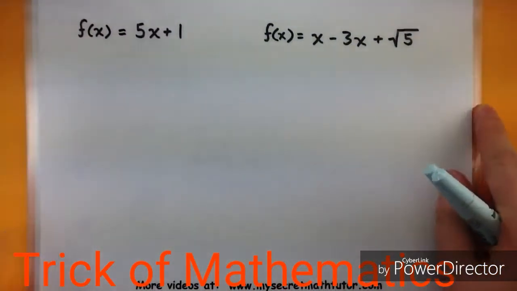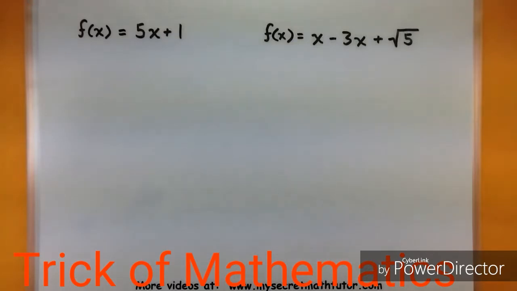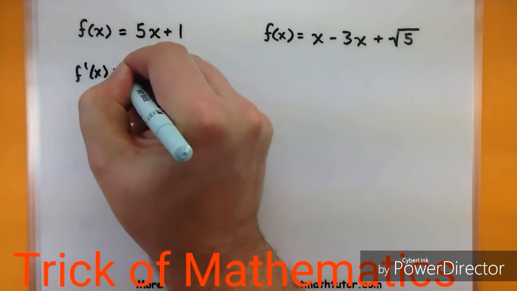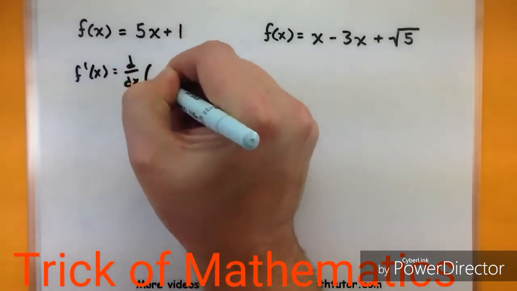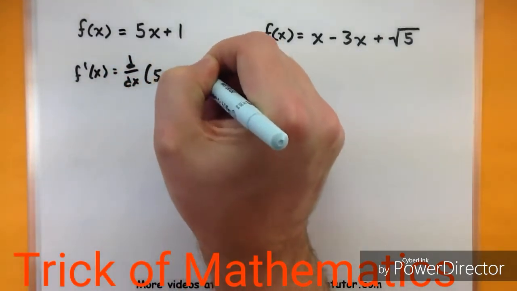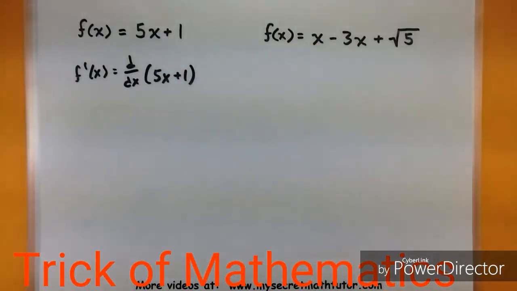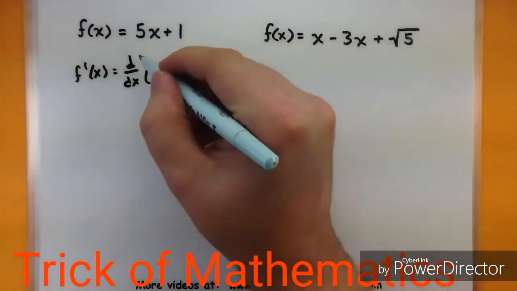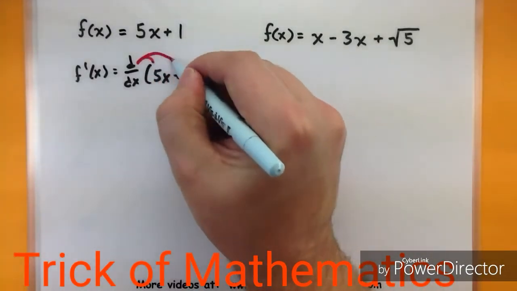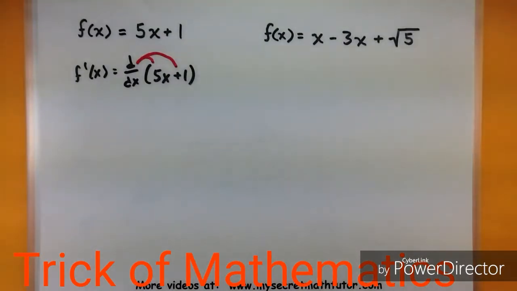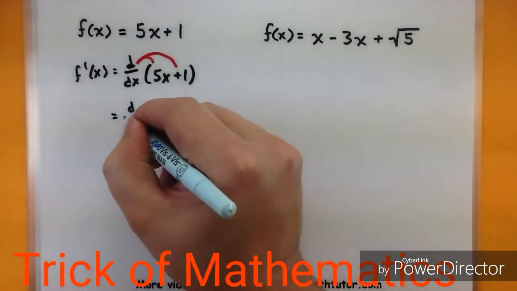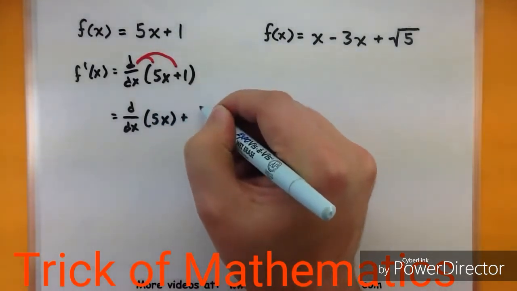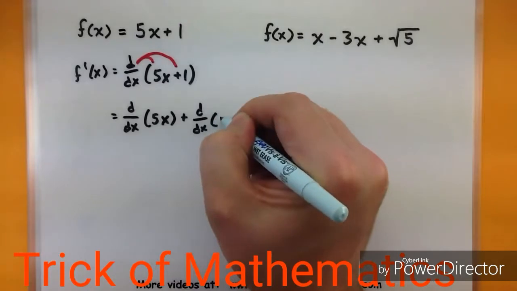Let's see if we can take the derivative of 5x plus 1. Derivative of f. We want the derivative of 5x plus 1. Just like before, I can see that I have two pieces that are being combined using addition. So we'll imagine taking our derivative operator and putting it on each of those pieces. So now we want to know, what is the derivative of 5x and what is the derivative of 1?